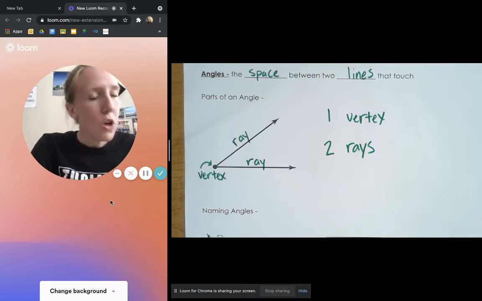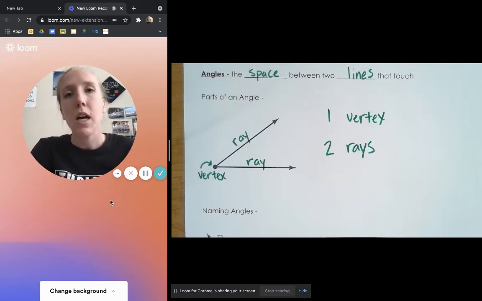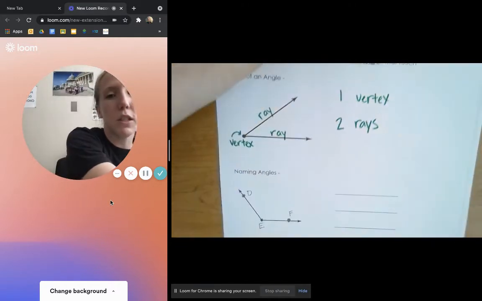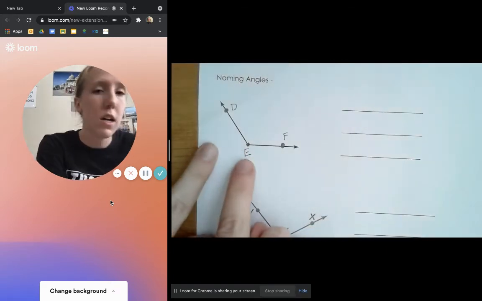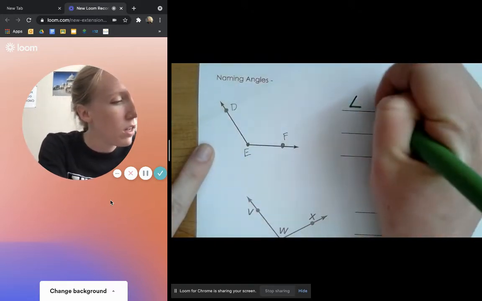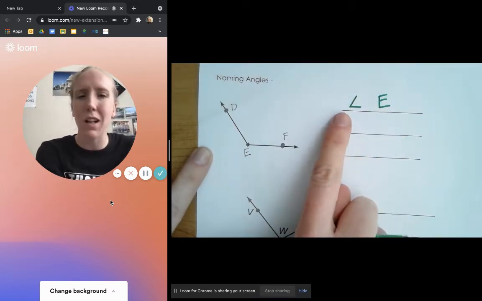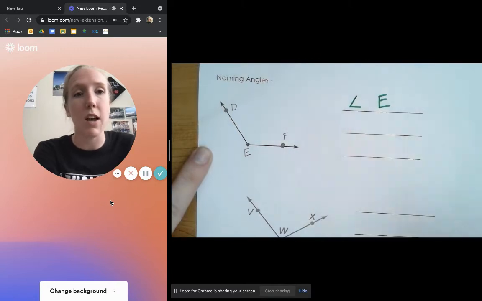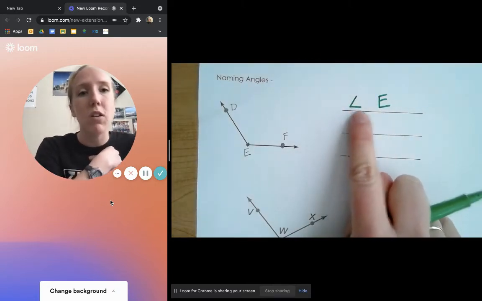All right. So there's some specific information that we need to know about angles, and some of that information is about how to name angles when we have figures, like in geometry. If I'm looking at just this top angle right here, I could easily say that this is angle E. This is the symbol for angle. It kind of looks like an L, but it's a little angle. That's the math symbol for angle. So you read this as angle E.